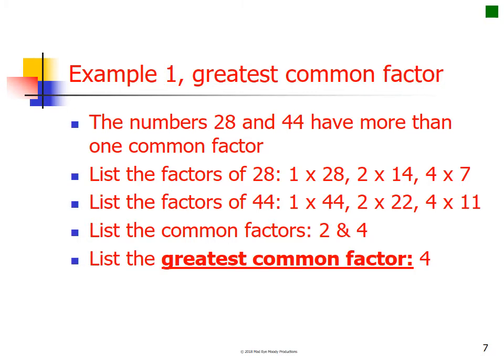Once we have the common factors listed, then we can identify the greatest common factor. And this is the number on the common factor list that has the greatest value. So of 2 and 4, 4 has the greatest value. Therefore, it is the greatest common factor of 28 and 44.